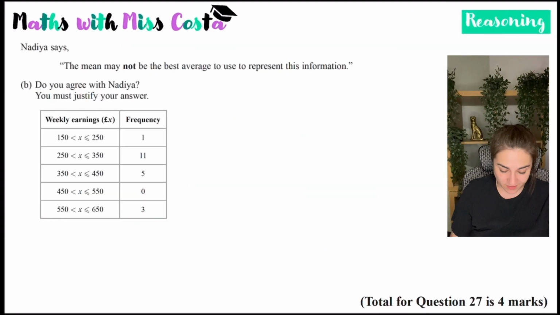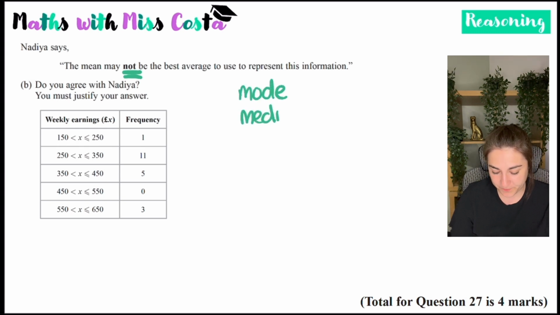Okay, so now I'm being told that Nadia says that the mean may not be the best average to use to represent this information. So you've got three averages. You've got your mode, your median, and your mean. So the mean, she's saying, might not be the best average.